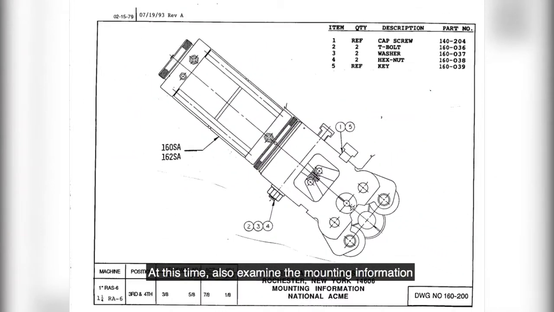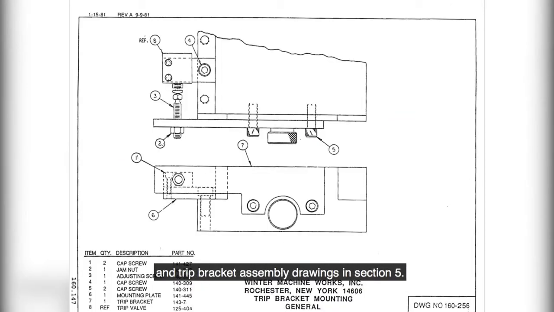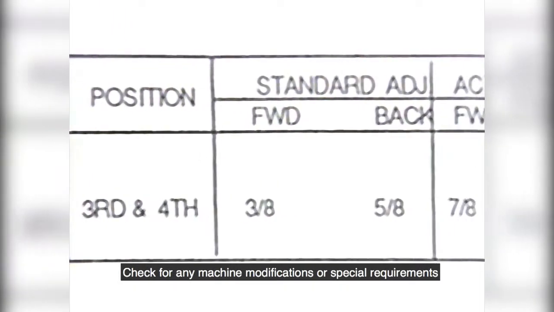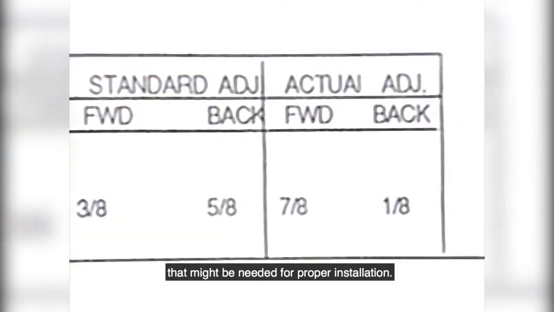At this time, also examine the mounting information and trip bracket assembly drawings in Section 5. Check for any machine modifications or special requirements that might be needed for proper installation.